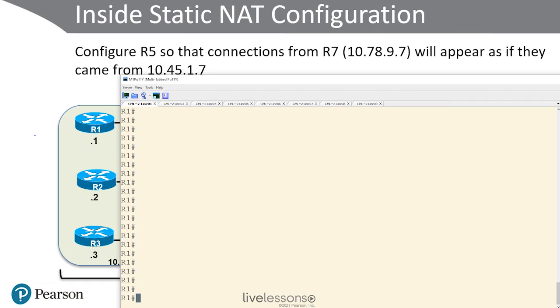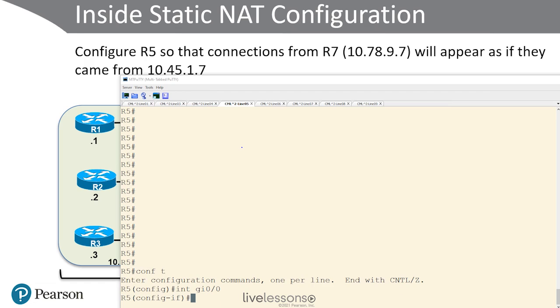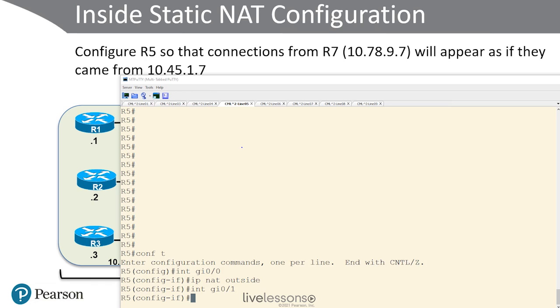So we'll go back to our routers, and this time we're going to log on to R5. We're going to go into configuration mode. We're then going to go into our interface Gig0/0. This is our outside interface, so we'll type in the command ip nat outside, and then we'll go to interface Gig0/1. This is our inside interface, so we'll give it the command ip nat inside.